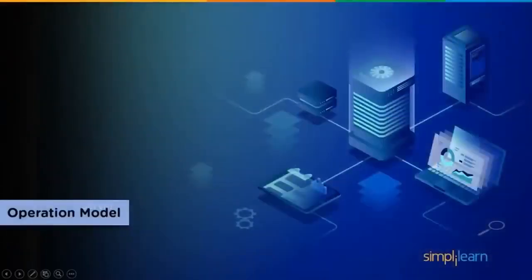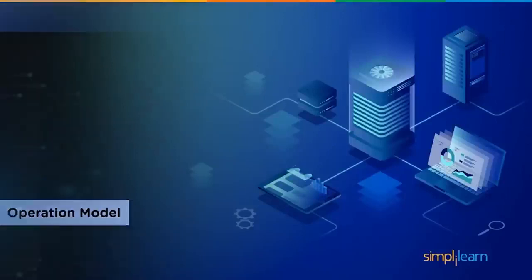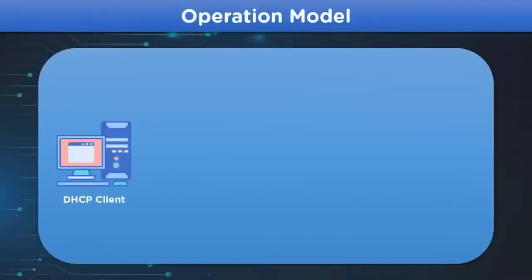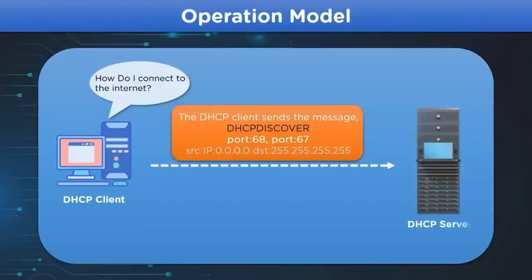Now let's take a look at the operation model for the DHCP protocol. The DHCP operations are performed under User Datagram Protocol, in short UDP, which is applied on two ports under UDP, which are ports 67 and 68. The first phase is where the client broadcasts a DHCP discover message over the network to connect with the DHCP server. This message basically means that it wants to connect to the internet through the DHCP server.